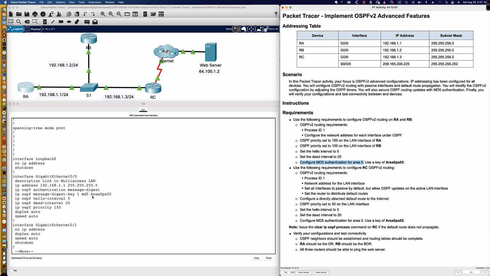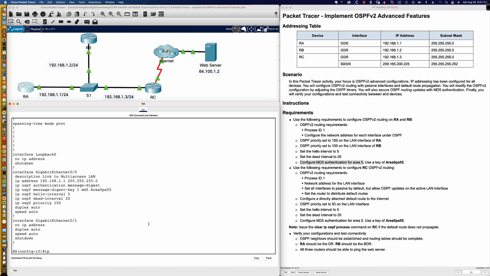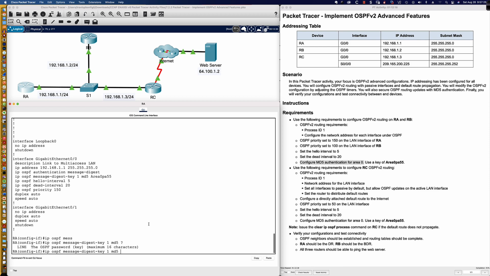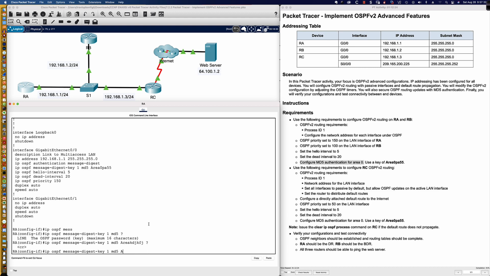And that key is correct. So hold on one second here. Is that IP OSPF message digest key 1 MD5? And that's right. I'll just put something in here, and I just want to see. Yeah, so that is right.